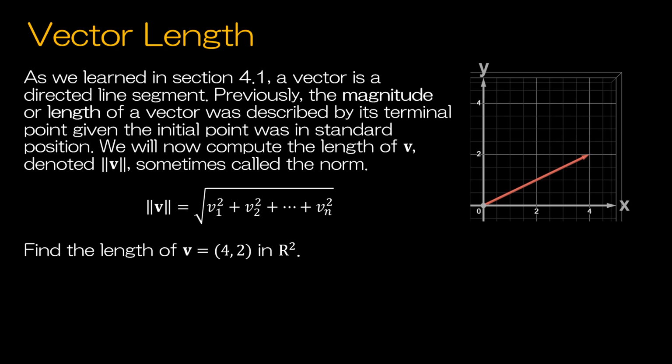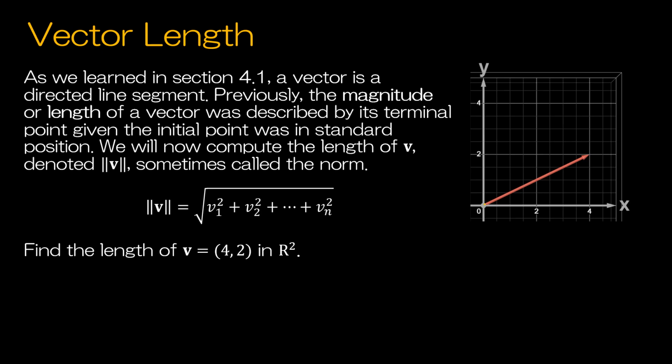We said that vectors were a directed line segment, or a line segment with both magnitude, which is the length, and direction. So previously, we didn't really have a measure for the length. We just used the terminal point to describe our vector. So this vector we would just describe as 4, 2 because its initial point was at 0, 0 and it went to 4, 2. We want a more precise way now to talk about the length, sometimes called the norm, and that is to find the distance.